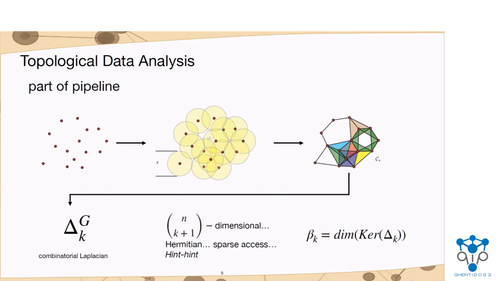And as we'll see shortly, this operator here can be as much as n choose k plus 1 dimensional. So in principle, it's combinatorial in size. It's Hermitian, as we'll see. You can compute sparse access for its entries. So, if you know anything about quantum algorithms, it writes itself, right? It's right here. It's very obvious, right?